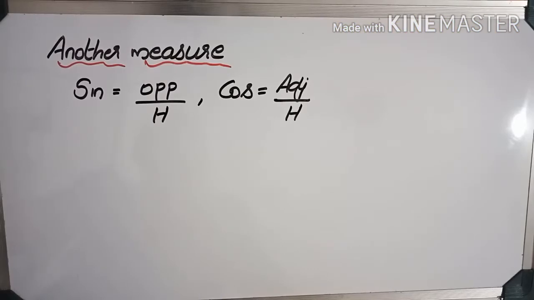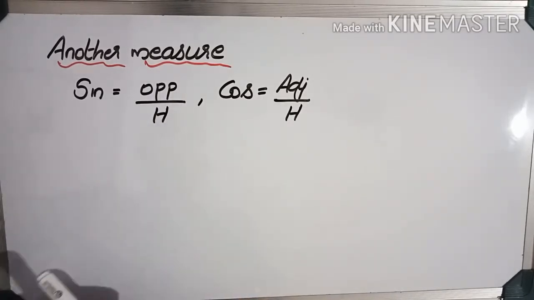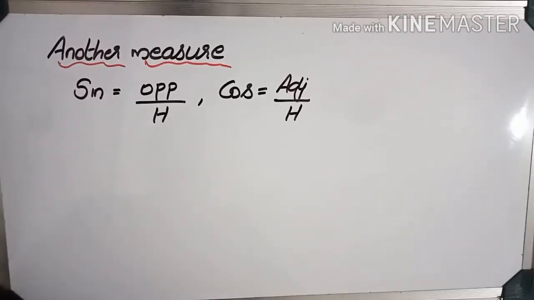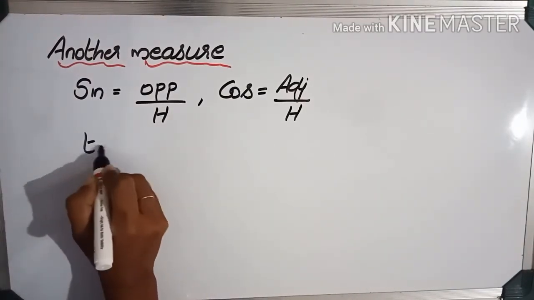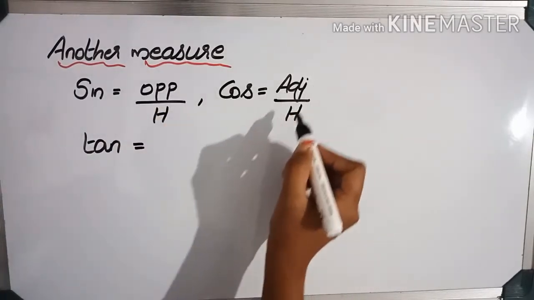Subheading is another measure. In the previous section we have learned about sine and cos value. Sine means opposite side by hypotenuse, and cos means adjacent side by hypotenuse. Our next one is tan value. So tan equals opposite by adjacent.